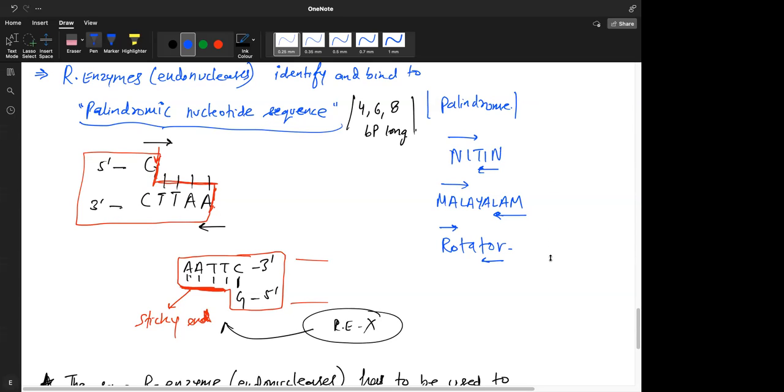Restriction enzymes actually identify the palindromic sequence. They always identify some palindromic sequences, and they only can make a cut at palindromic sequences in the DNA. They don't make a cut exactly at the center. They make cuts away from the center in a way that sticky ends are produced.